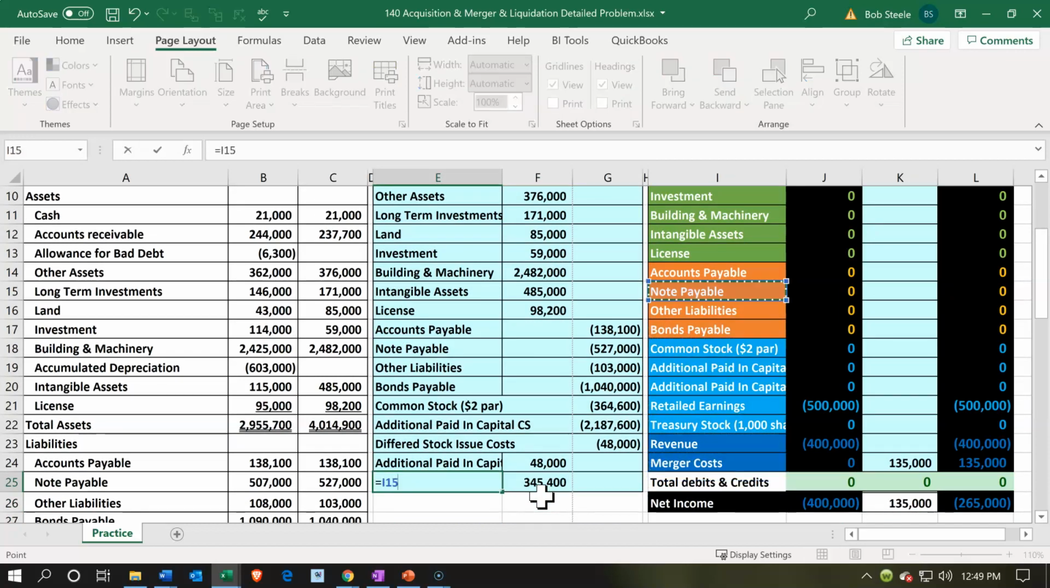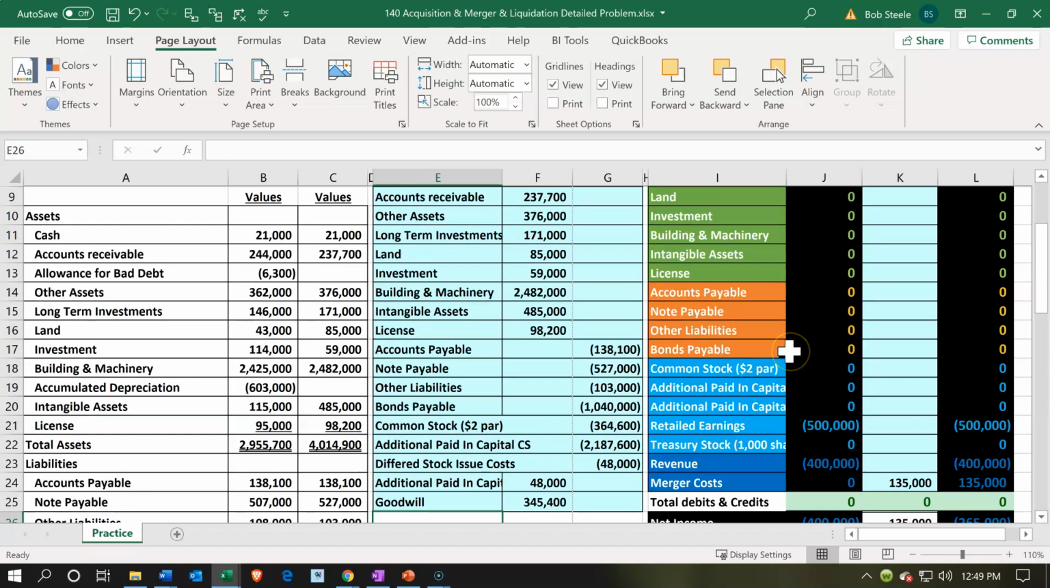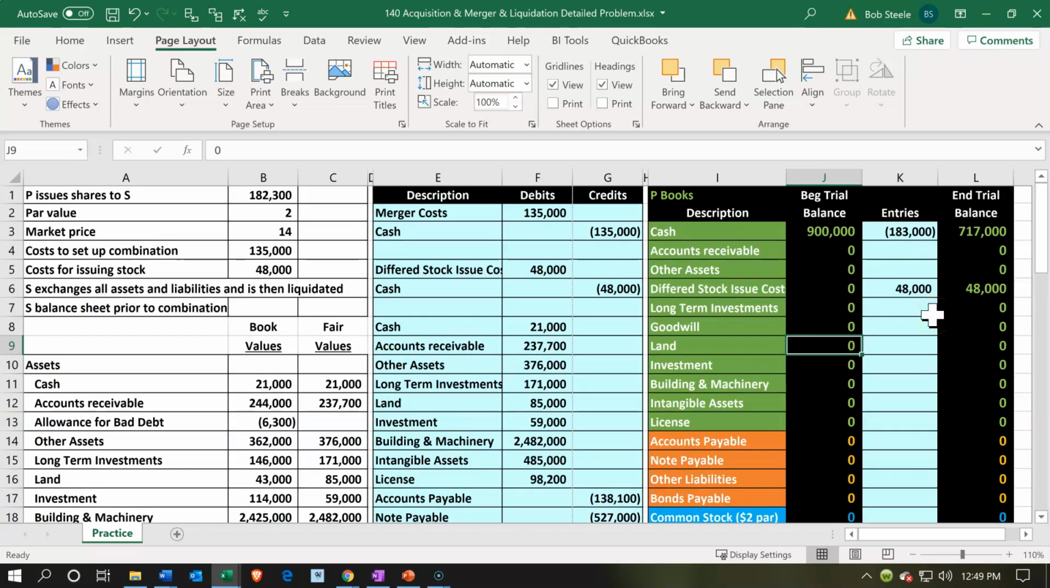Now, note that the goodwill account was not here until I just added it. So there's the goodwill account now that we have just added. And I'm going to then put it up top here. Goodwill is an asset account. And there we have it. So now let's go ahead and record this out.